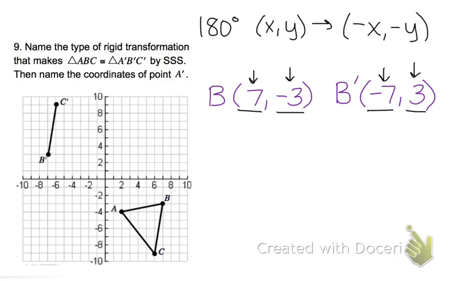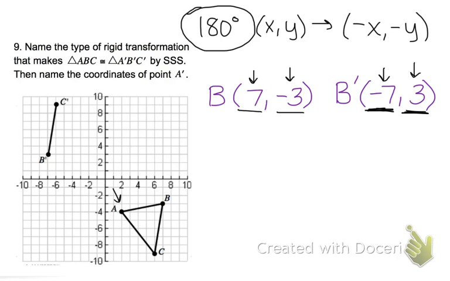This type of rotation is a 180 degree rotation because the x and y stay in the same spot, but we do the opposite of our x, which becomes a -7, and then we do the opposite of our y, which became a +3. So now that I know it's a 180 degree rotation, now I can find A'.